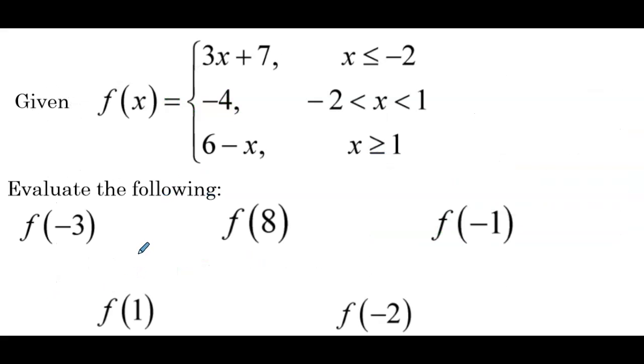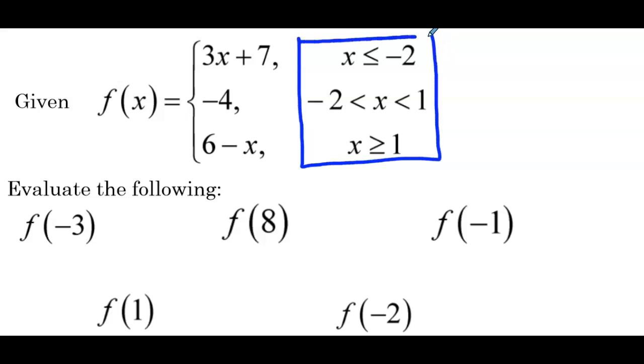Given f of x equals 3x plus 7 on the domain x is less than or equal to -2, -4 on the domain -2 is less than x less than 1, and 6 minus x on the domain x is greater than or equal to 1. So this is that example we gave in the definition. So the first thing, if we're going to be evaluating algebraically, is to put a box around the domain restrictions. And that's just a reminder that we're going to first find the domain that the input falls into, and then look to the left to figure out what piece to plug into.